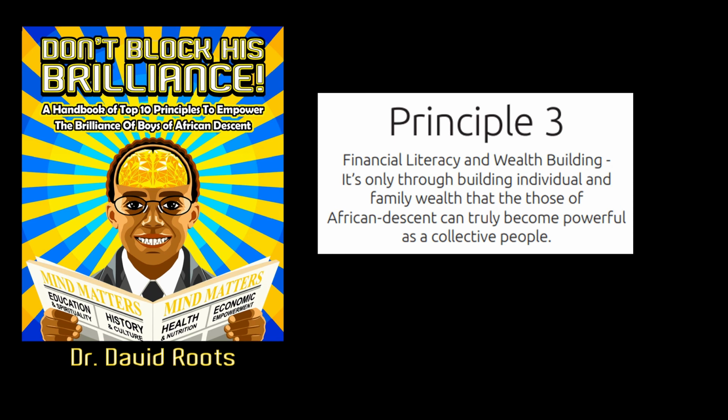As we talked about, the principles of building economics is hugely, hugely important. Hence, in Kwanzaa, one of the key Nguzo Saba, the number 4, is Ujamaa, which means cooperative economics. And I talk about this in another book that I've written, Don't Block His Brilliance, a handbook of top 10 principles to empower the brilliance of boys of African descent. You can also get that book on Amazon. One of the key principles that we need to empower our boys with, and in general our children with, is principle number 3, financial literacy and wealth building. It's only through building individual and family wealth that those of African descent can truly become powerful as a collective people.